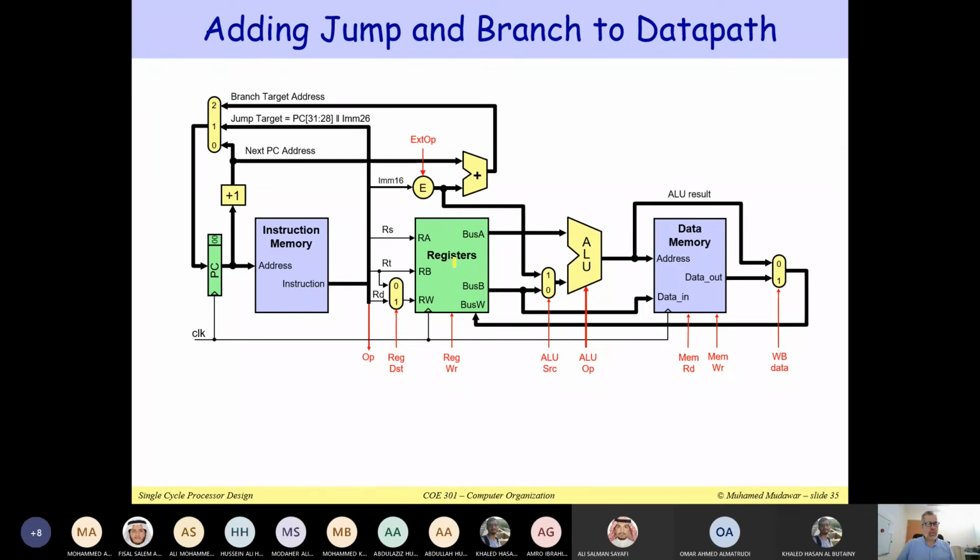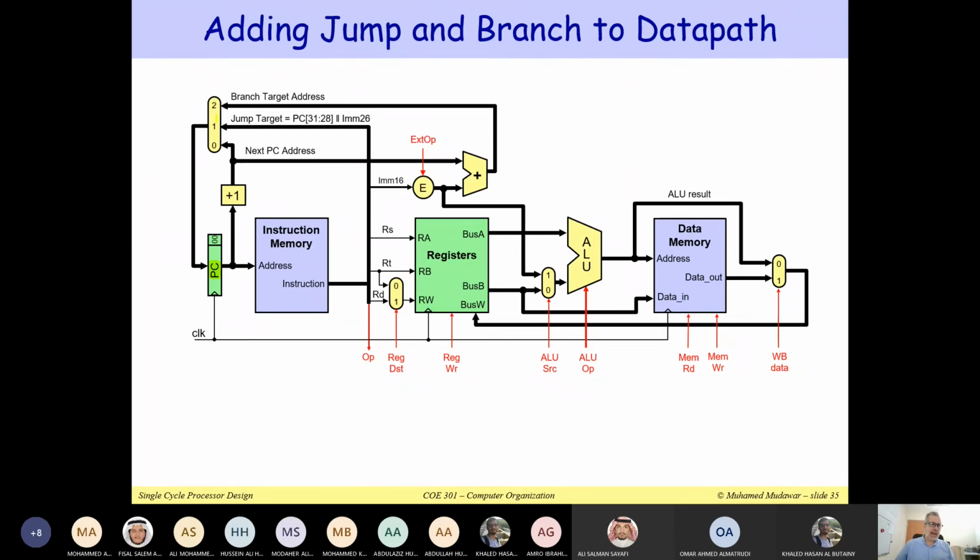Now, in order to implement the jump and the branch on the data path, we need to modify, I need to change the PC. Remember that in the case of branch and jump, we are not going to write the register file. We are not going to update the data memory. All we are going to update is just the PC. So all we need to do is just to modify the PC.